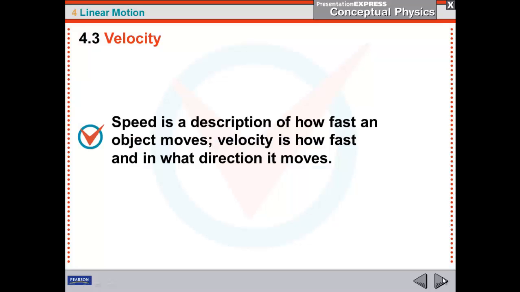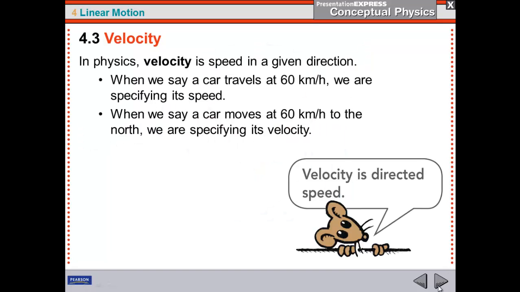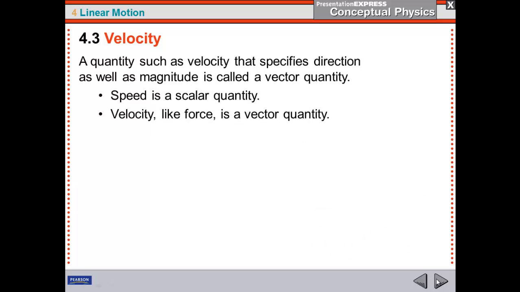Now, when we start talking about velocity, speed and velocity can be the same thing, but quite often they're not. So speed is basically how fast you're moving. Velocity is how fast you're moving in a particular direction. That's really important that we get the idea there. So in physics, velocity is a speed in a given direction. So you must give a direction with that. Right? So you can either say left, right, north, south. That's really important there.